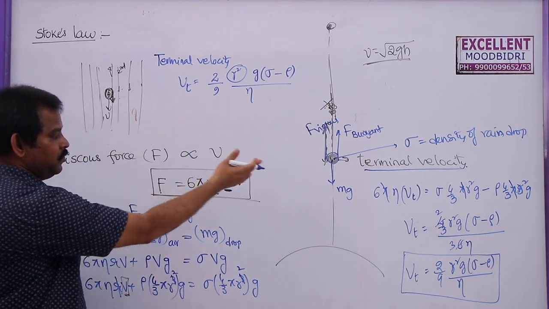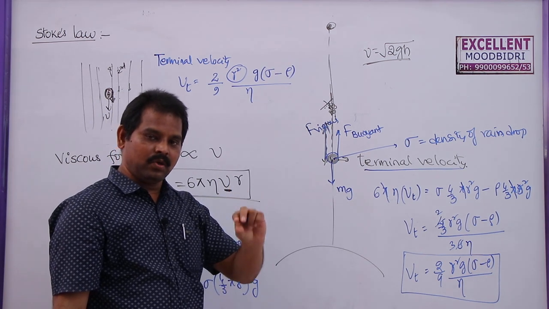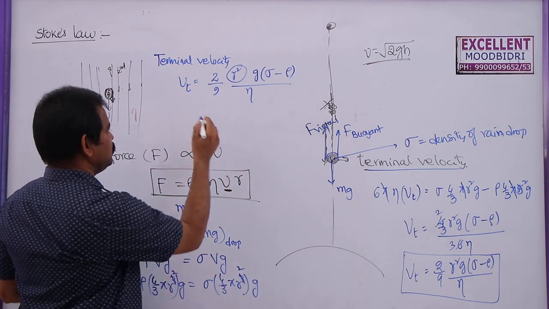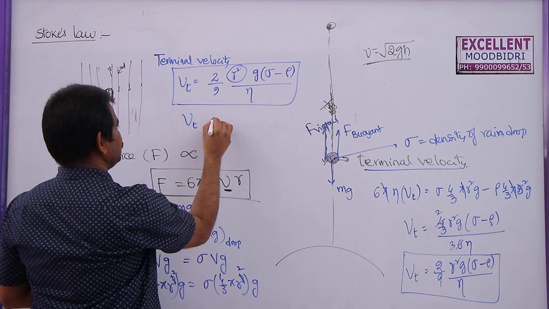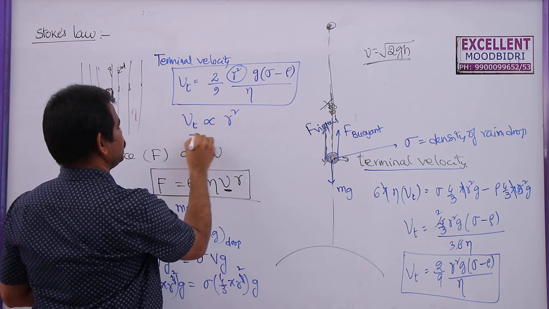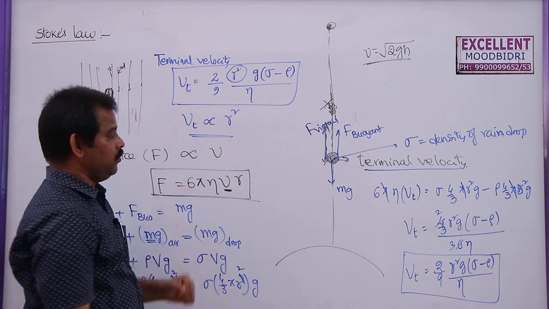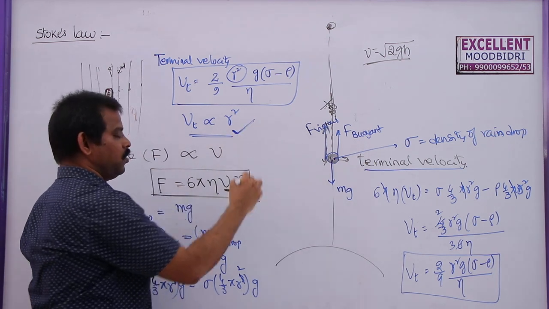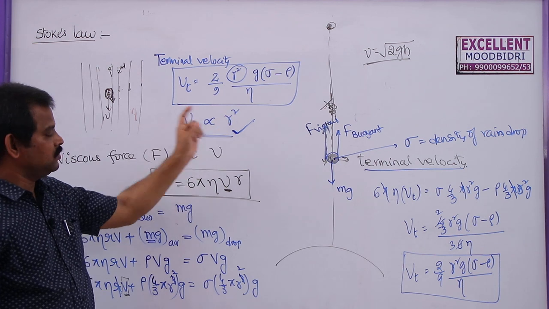So this is not only for raindrop, any solid body which is traveling through a fluid can have this terminal velocity. So this terminal velocity is given by this formula. So terminal velocity is directly proportional to the square of the radius of this body. Now remember, while deriving this equation, I am always considering a spherical body here. So for any spherical body which is falling through a fluid, the terminal velocity is always directly proportional to the square of its radius.